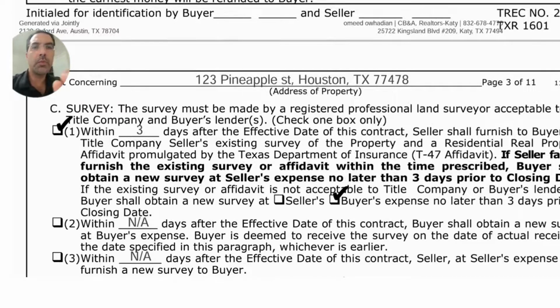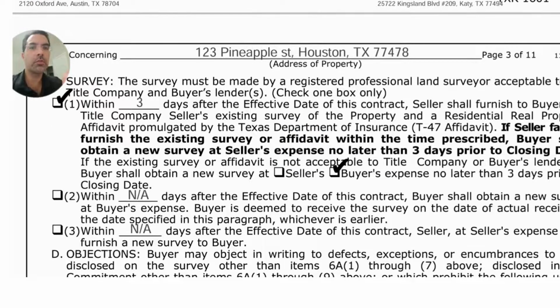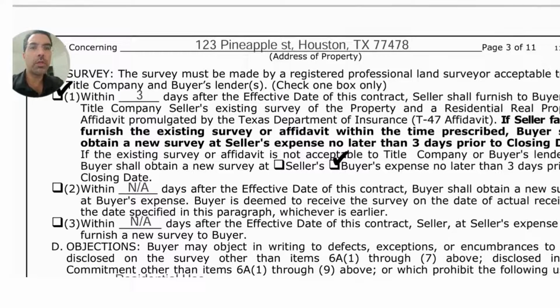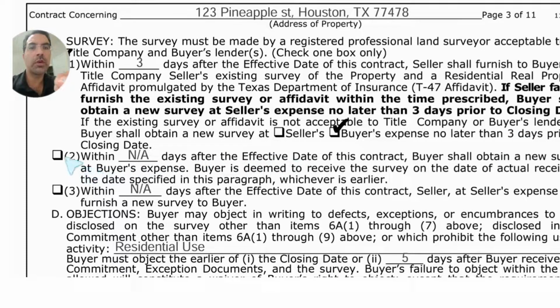Survey. Generally, we'd like the survey in less than a week if it exists. If it does not exist, who is going to pay for it? So in C1, within 3 days, we want the seller to give us the survey. If the seller does not give us the survey within 3 days or the affidavit, then the buyer will take over and get a new survey. If no survey exists, then you would check off 2, that the buyer will get a new survey, or you can negotiate that the seller will just get the new survey on their own. And option number 3.